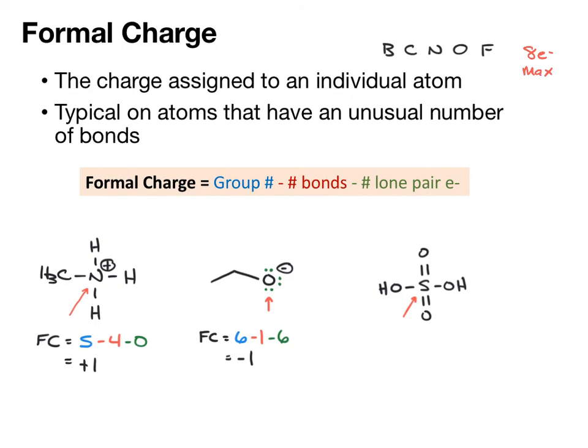But then once we go down to period 3, like where we have sulfur below oxygen, then we can have an expanded octet. So here we can still use our same formal charge calculation. The formal charge, sulfur, like oxygen, is in group 6. We subtract the 6 bonds that are around the sulfur, and the sulfur has no lone pair electrons. So 6 minus 6 minus 0 is 0. So sulfur does not have a formal charge in this case.